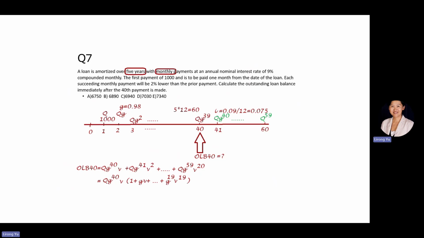And then you can see the V, V1, V2, V20 are discount factors, so those values are being discounted back to time 40. Now you can see the common factors: Q is a common factor, G to the power 40 is a common factor, V is a common factor, and the rest of them are all in the parentheses.